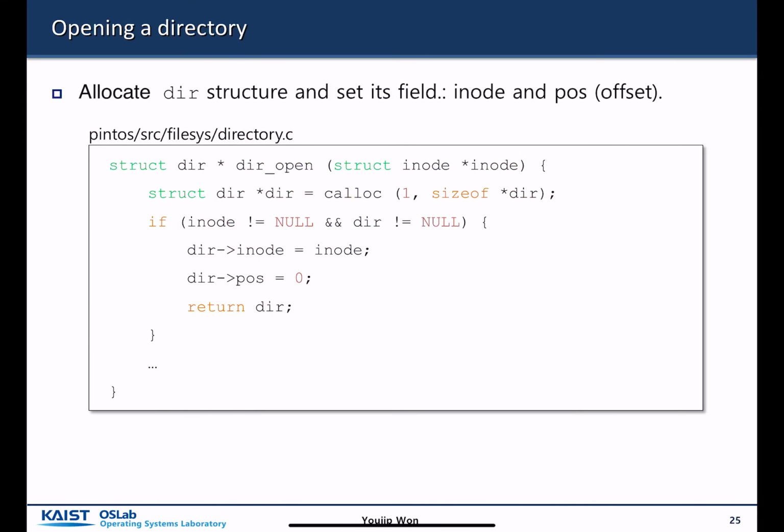Opening a directory is similar to opening a file, except that directory entries are opened instead of the inode itself. So the directory open function gets the inode pointer as its parameter. In opening a directory, it allocates the directory structure, reads the directory entry, and initializes the fields of the directory structure with the inode and the associated position.